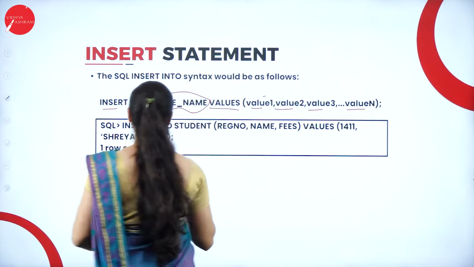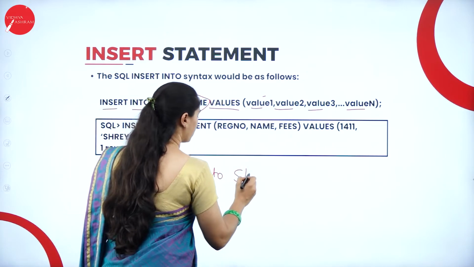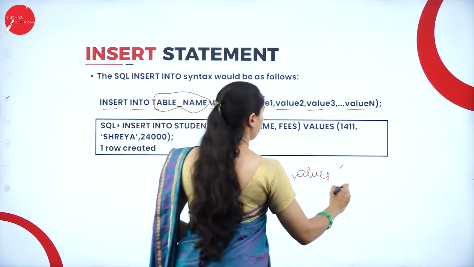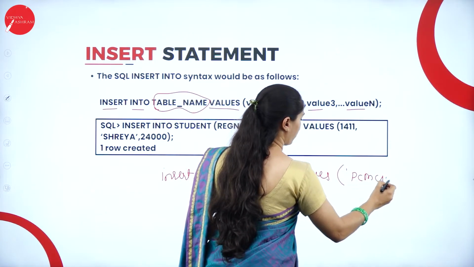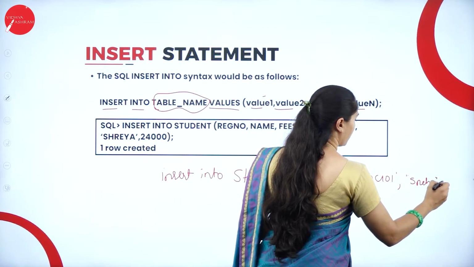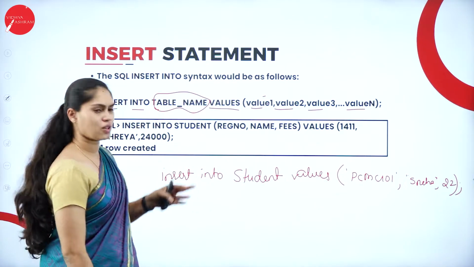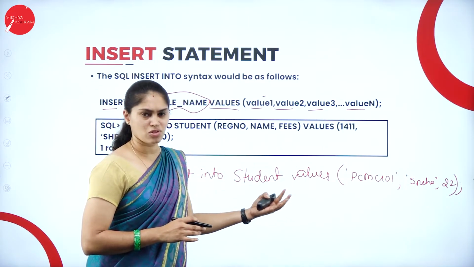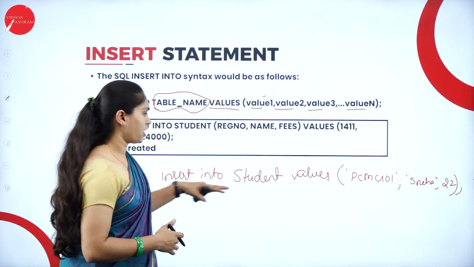How can I write this query for the previous example? Insert into, what is the name of the table? That is student. Insert into student, values, and what was the first value? That is the varchar student ID. Let me consider PCMC 101, comma, let me consider the name as Sneha and 22. Okay, this is how the second method of insertion takes place. Only when you know how the table has been created, how many attributes or columns it includes, and what its data types are, only then can you go with this method.